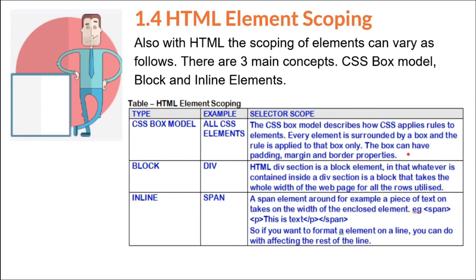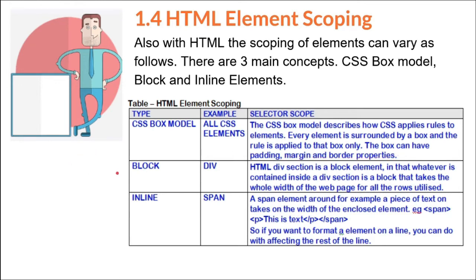So when a rule is applied, the browser puts every element within its own box, so it's within a container. And when the web browser applies a rule, it applies the rule to the container box of the element.